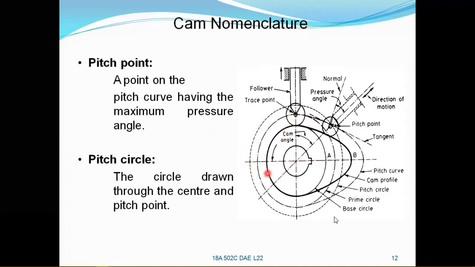First one is the prime circle. This is the cam shaft, base circle, prime circle, and pitch circle. And this is the trace point, and this is the pitch point. This point on the follower, which is in touch with the cam profile, is the trace point, and this is the point at which the pressure angle is maximum.